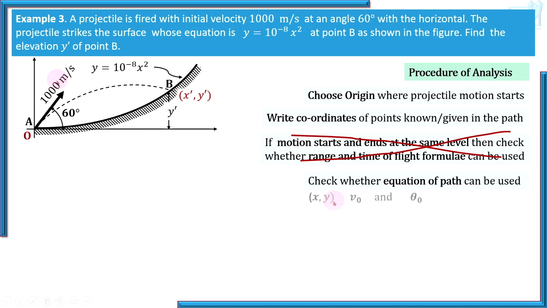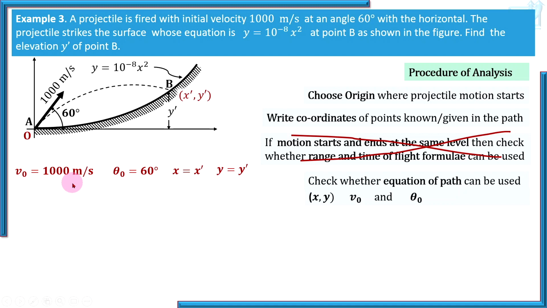Remember what I said? If given and asked are among these 4 parameters, then we should use the equation of path. Now check here: initial velocity is given and you are asked to find the y coordinate. So given and asked are amongst these 4, so we are going to use the equation of path. In the equation of path you will put V0 as 1000 meters per second, the magnitude of initial velocity, theta 0 as 60 degrees, the angle made by initial velocity with the horizontal, x as x dash and y as y dash, the xy coordinates of a point in the path.